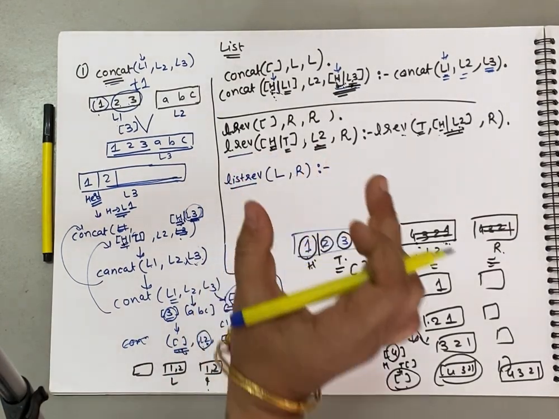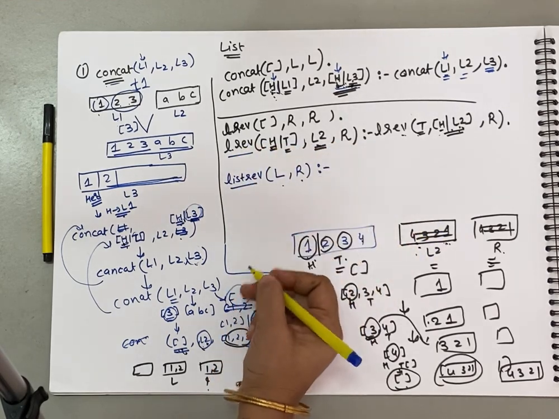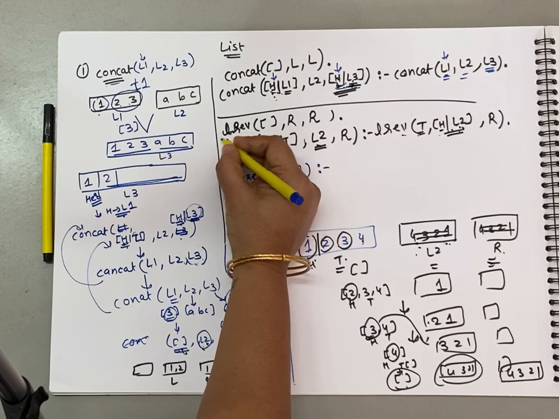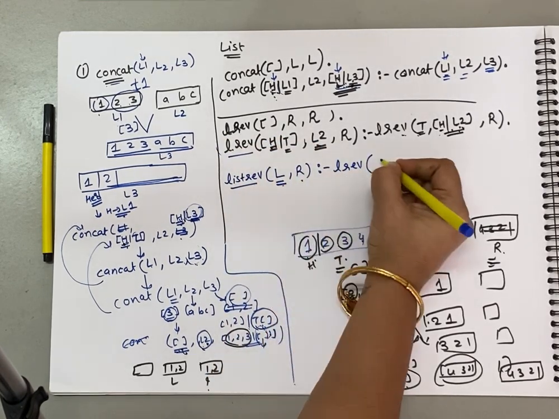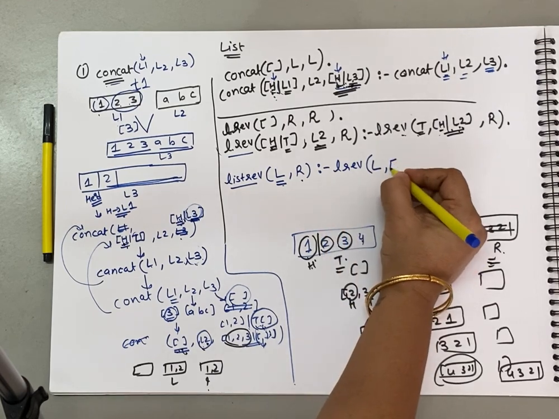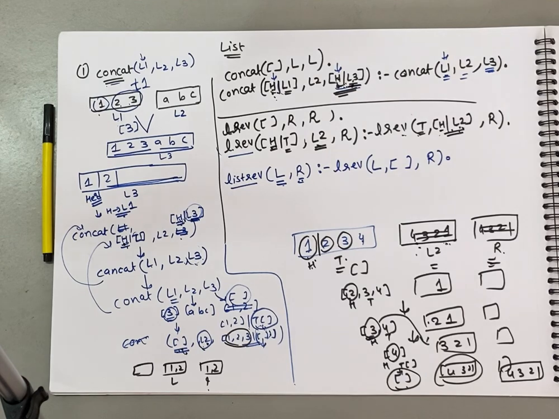This is the predicate which is going to take 2 parameters only, and this is the predicate which has 3 parameters. So what I am going to do is call list reverse. This is my base list. The second list which I am going to pass is the empty list, and this is the result which I am going to get. That's it. See, now we are sorted.